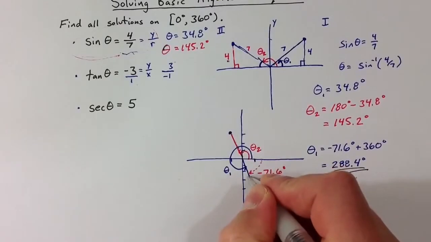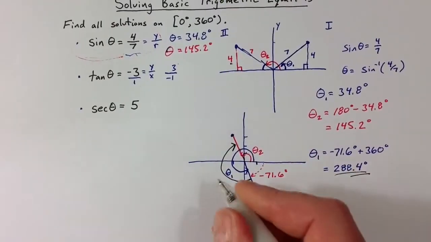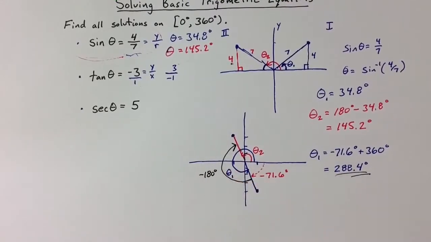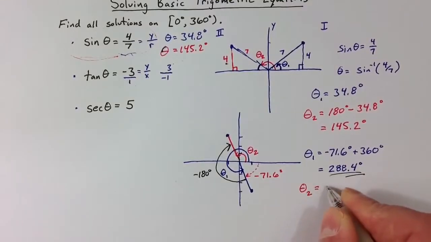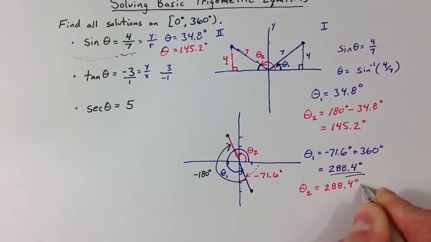And so to get from here to there, what I can do is think of that as taking away 180 degrees. Because it's right on the other side of the circle, so it's kind of halfway around the unit circle, or half of a full rotation. And so theta 2, one way to get to the value for theta 2 is to take the value that we just found, 288.4 degrees, and subtract 180.